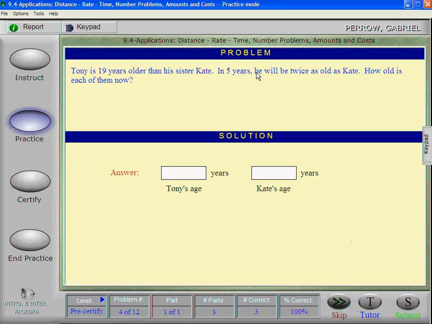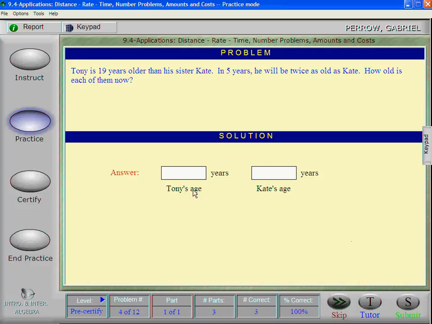Okay, so here's some more problems from section 9.4. Tony is 19 years older than his sister Kate. In 5 years, he will be twice as old as Kate. How old is each of them now? So we've got this problem that basically gives us the age difference between Tony and Kate.